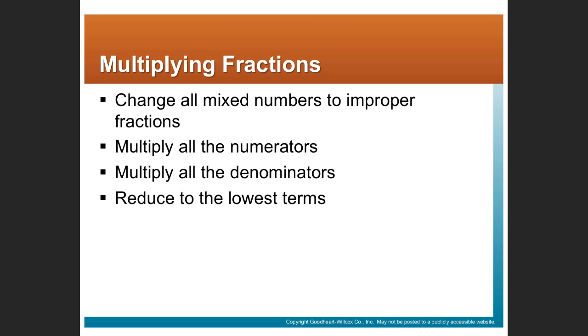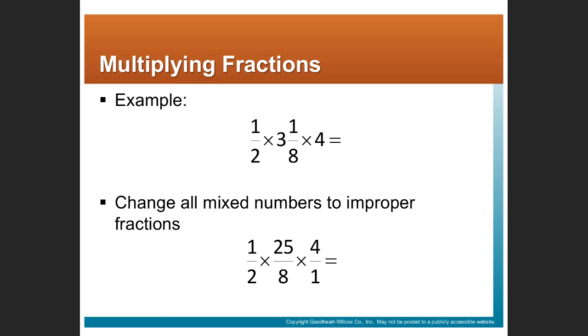We're going to multiply all the numerators, multiply all the denominators, and then we will again reduce to the lowest terms, reduce to the lowest denominator that we can. So let's see what that looks like. Right, so the example again, if you're looking in your textbook, this is in the bottom half of page 21. I have 1/2 times 3 1/8 times 4.